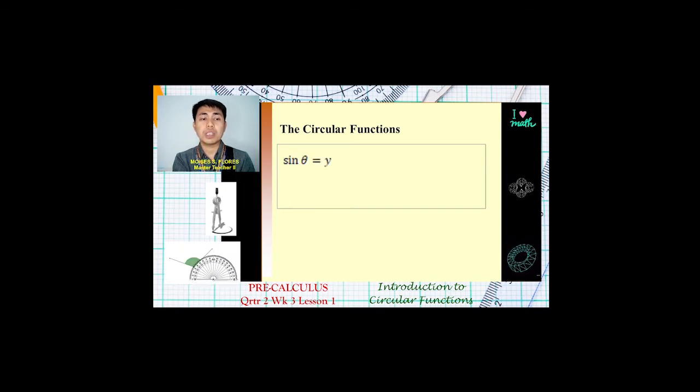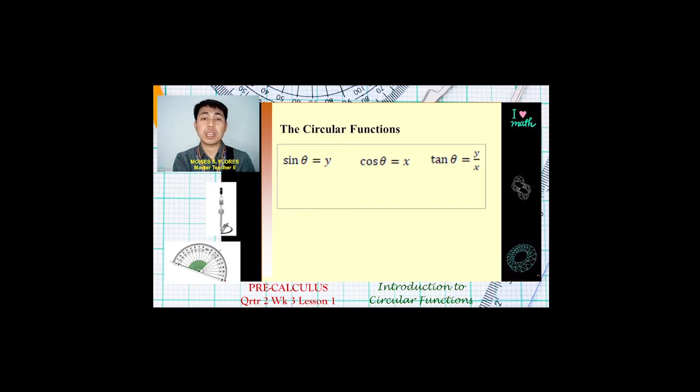The first one here is your sine theta. The value of that is simply your y coordinate. So sine theta is equal to y. On the other hand, cosine theta is equal to x. So you notice there, the value of x is cosine, the value of your y is sine. And of course, for the tangent, there you have it, y over x. So these are our primary trigonometric functions.